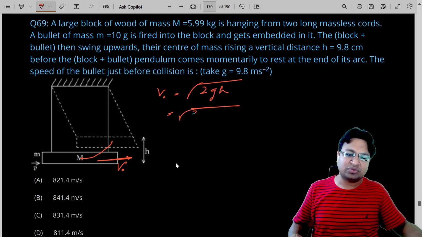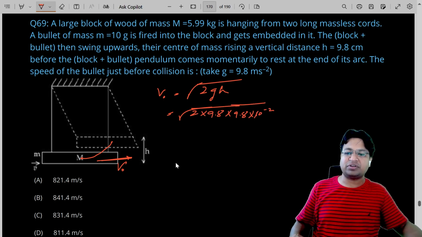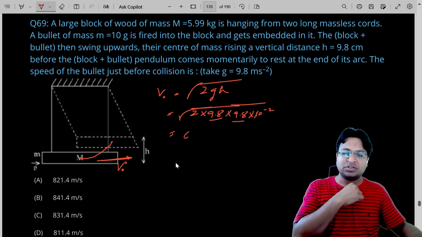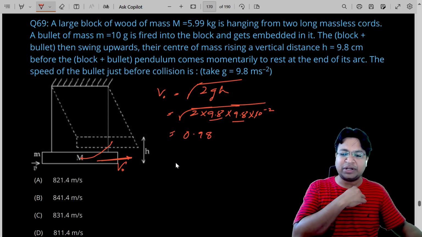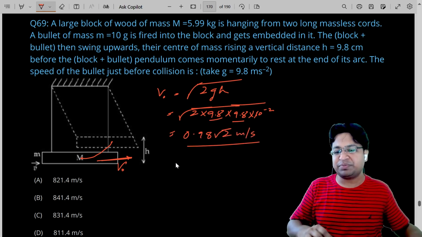So it would become root 2 into 9.8. The question says here, h is 9.8 into 10 raised to power minus 2 because it is in centimeters. So I've converted it. So the speed is how much? 9.8 comes out, so 0.98 into root 2 meter per second is the speed. Now this was the speed after the collision.